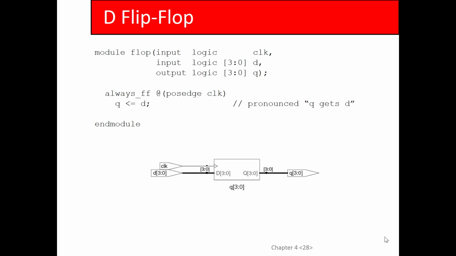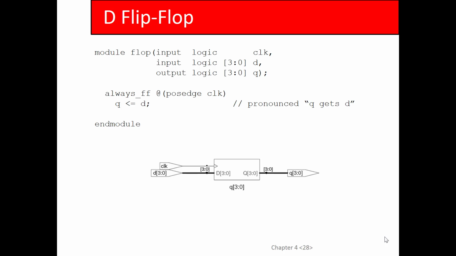Now, what is the purpose of this always_ff as compared to just saying always? If you make a mistake in your code and you put something in there that is not edge-triggered sequential logic, it will give you a warning when you compile or synthesize it. That's the idea. Okay? So this thing is a flip-flop. This is implementing a flip-flop.